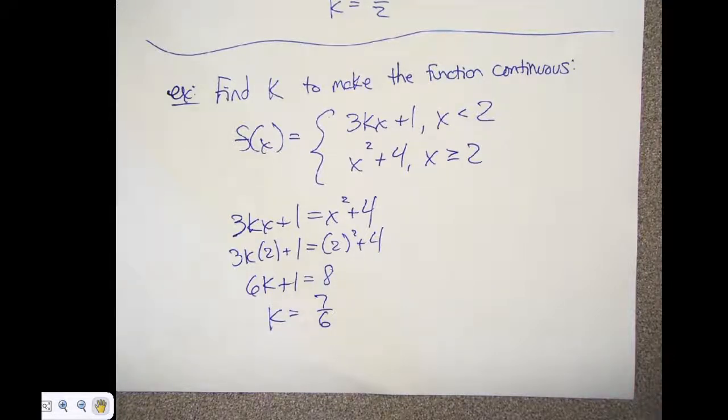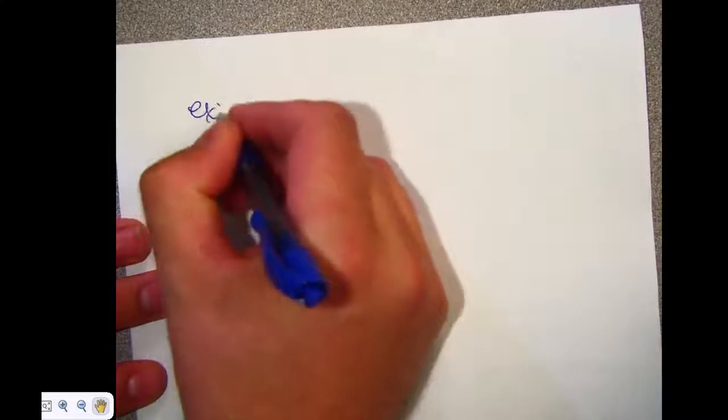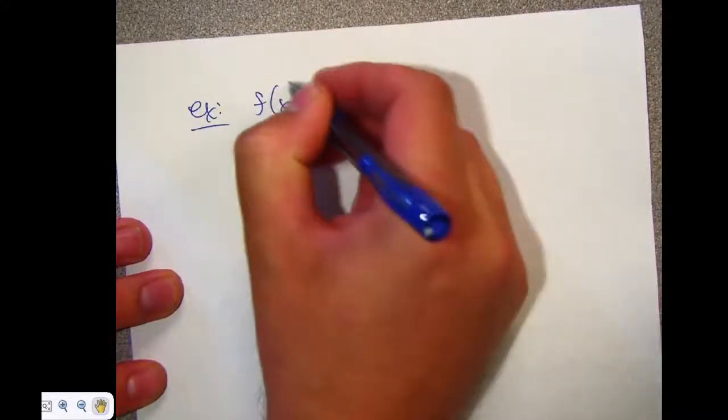What time do I have till? 27. All right. So we got one more type I want to get through. This is a little tougher.